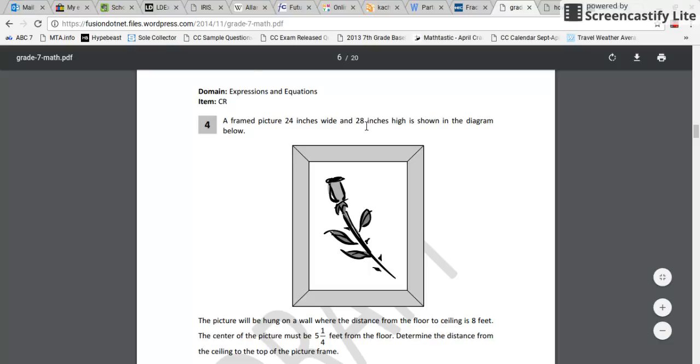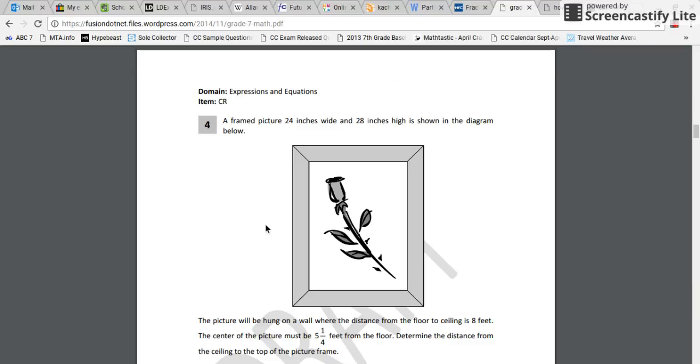Here's the last hint. This is 28 inches high. So the picture itself is 28 inches high. Think about how many feet that is, because 12 inches is equal to 1 foot. So 28 inches is how many feet? This is all the hinting I can give you, because otherwise I'll just end up solving the question for you. So I'm going to pause right here, figure it out. When you're ready, you and your partner raise your hand and come find me, and I'll see whether you get it right. So good luck.